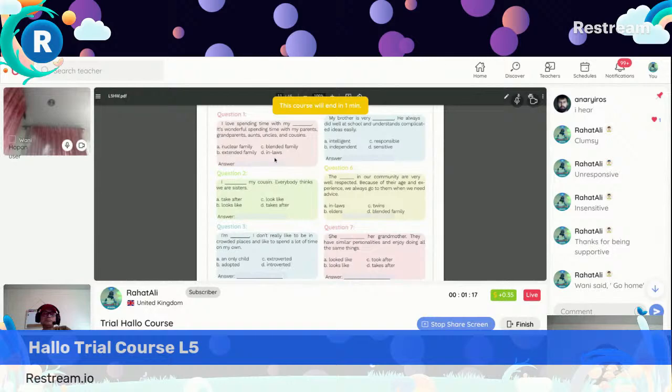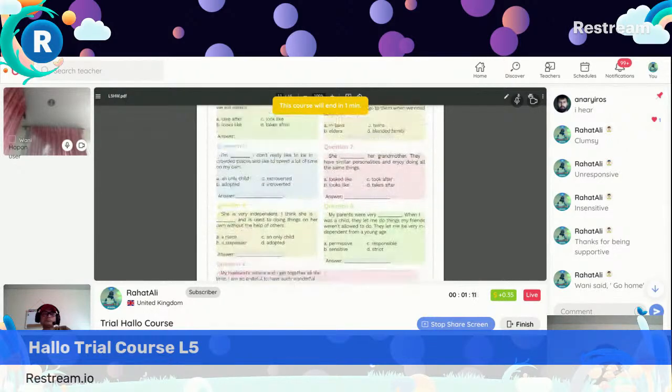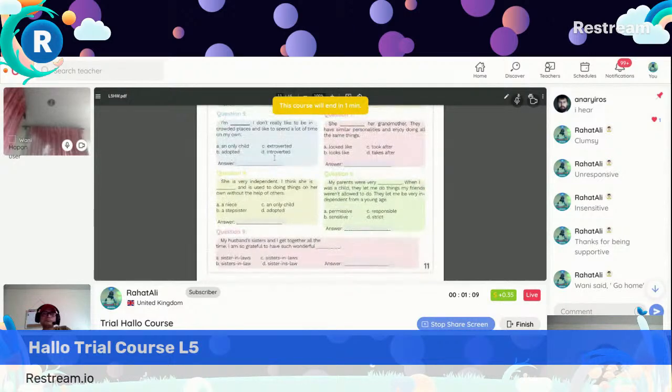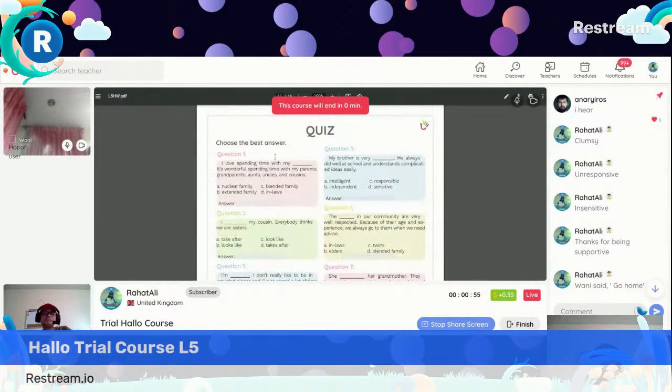She's very independent. Number four is she's an only child and is used to doing things on her own without the help of others. Great. Number five. My brother is very responsible. He always did well. My brother is always intelligent. He always did well at school and understands complicated ideas easily. Okay, number six.